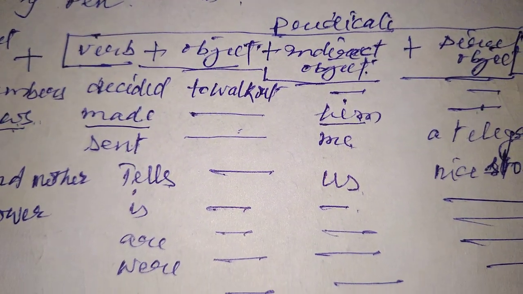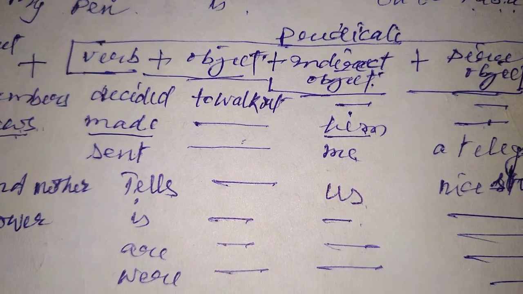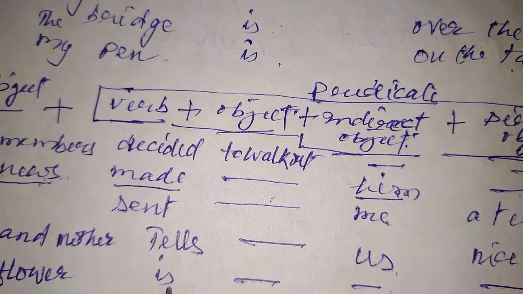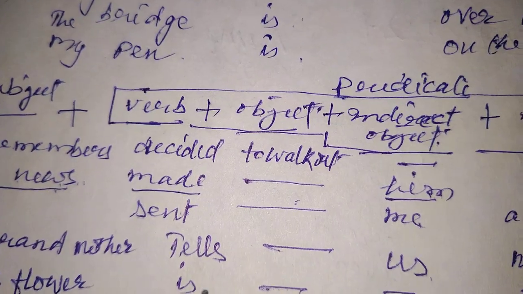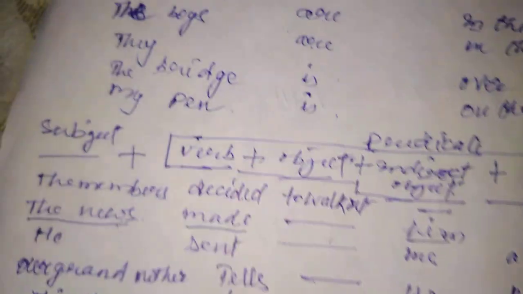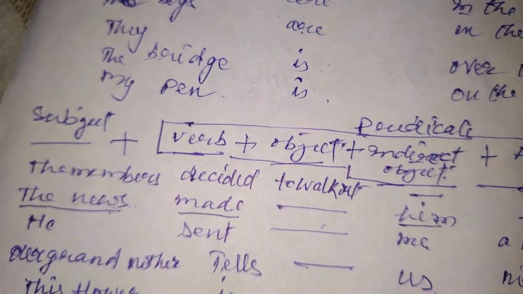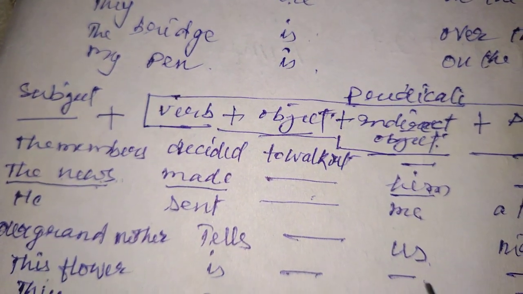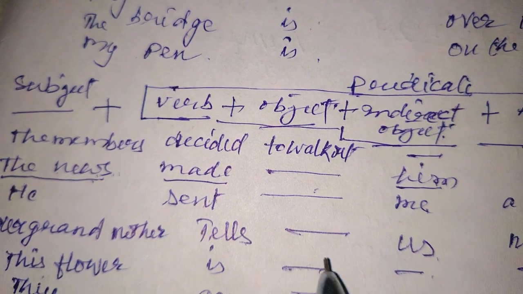Next, this flower is dash dash dash pretty. Pretty is an adjective word here, so this could be a compliment given to the flower. This flower is pretty. See, indirect object and direct object are omitted.